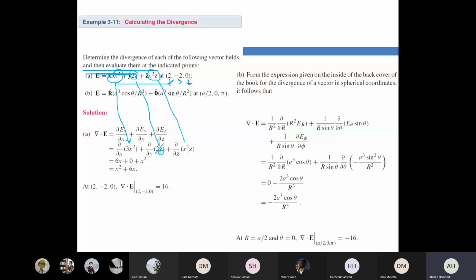Then here based on z, z equal to x squared. So you have x squared. So this will be equal to x squared plus 6x. While we have variables here are 2, negative 2 and 1. So this is also equal to 2 squared plus 6 multiplying by 2, which equal to 4 plus 12, which equal to 16. Okay, so we can see the divergence of this vector is equal to 16.